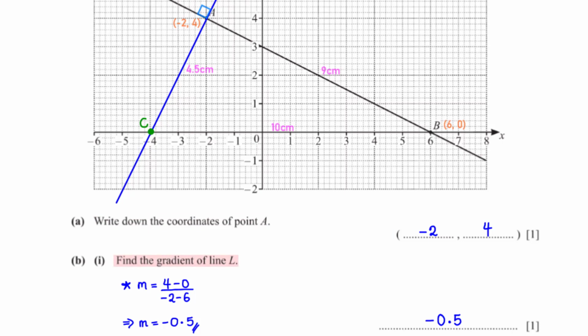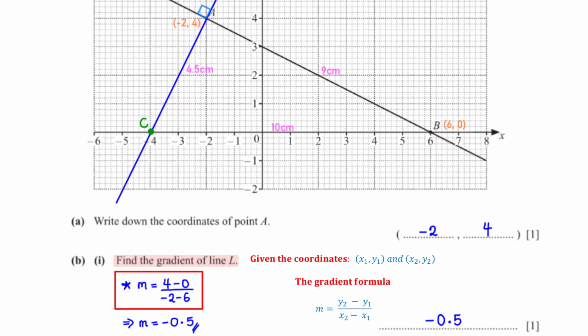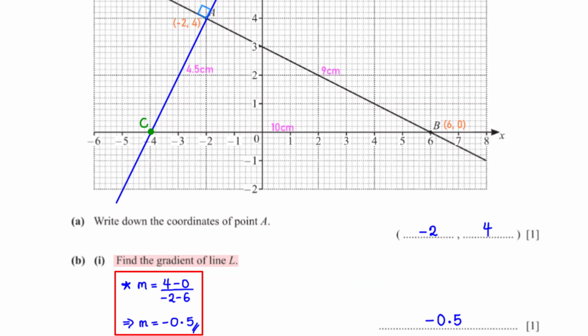Find the gradient of line L. To get the gradient of line L, we need 2 points on the line. In this case, we are using the coordinates of points A and B on the line. By applying the gradient formula, we have m equals (4 minus 0) divided by (-2 minus 6), which is equal to -0.5.